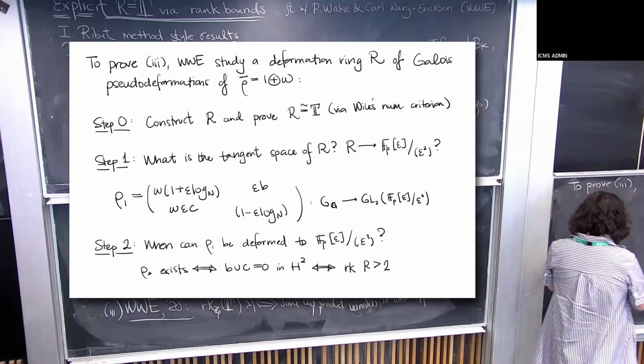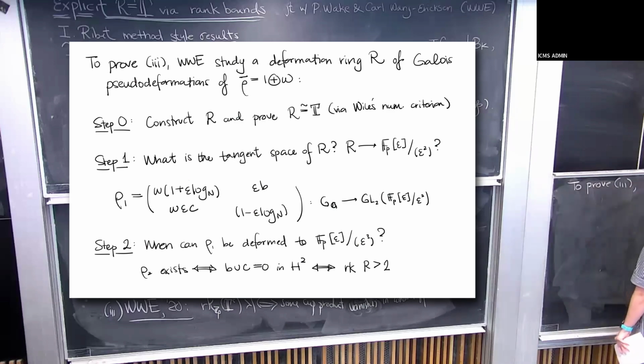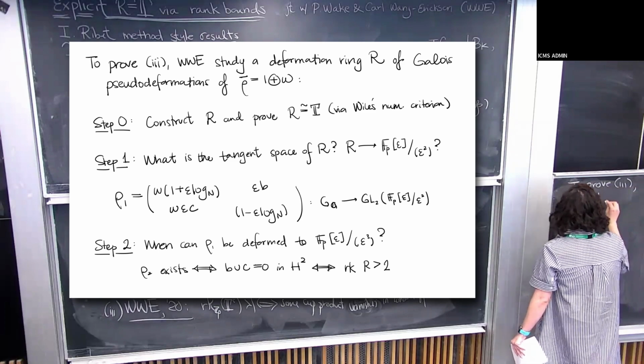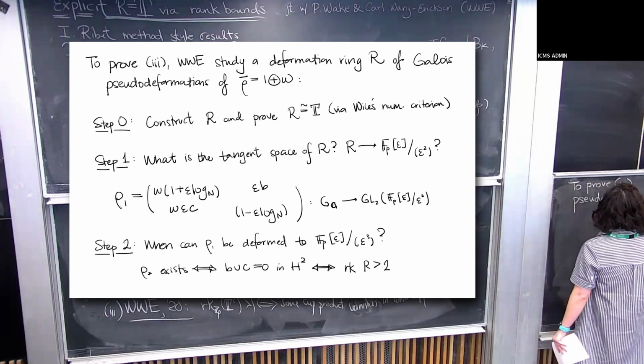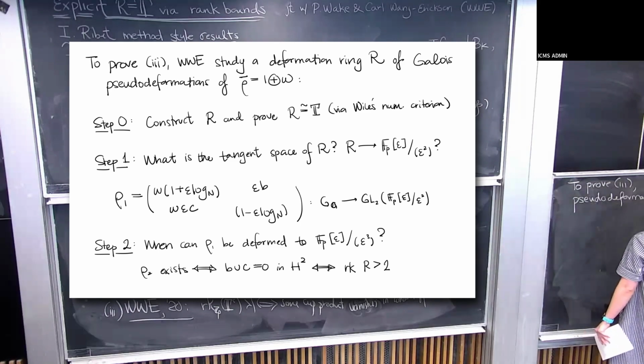All right, so to prove 3, Wei-Kwang Erickson, they study a deformation ring, which we'll denote by R. So Galois pseudo representations. Pseudo deformations of, and then we're going to let rho bar be equal to 1 plus our cyclotomic character. So this is our mod P cyclotomic.